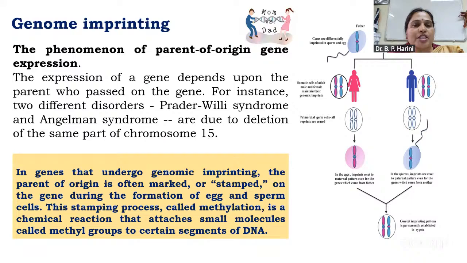Then comes genome imprinting. Genome imprinting is the phenomenon of parent-of-origin gene expression, wherein for genes that undergo genomic imprinting, the parent of origin is often marked or stamped on the gene during the formation of egg and sperm cells. This stamping process is called methylation, a chemical reaction that attaches small molecules called methyl groups to certain segments of DNA.